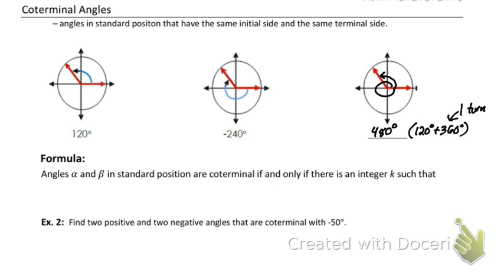All right, that leads us to an awesome formula. Don't let the formula confuse you, okay? All the formula says, if you have angles, and we use the Greek alphabet for this, alpha and beta. Angles alpha and beta in standard position are coterminal if and only if there's an integer k such that, just write it down with me and I'll explain it to you. The measure of angle alpha equals the measure of angle beta plus k times 360.